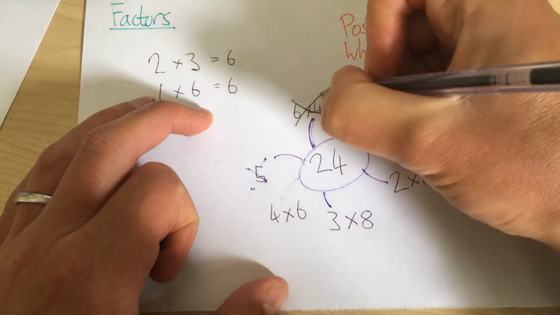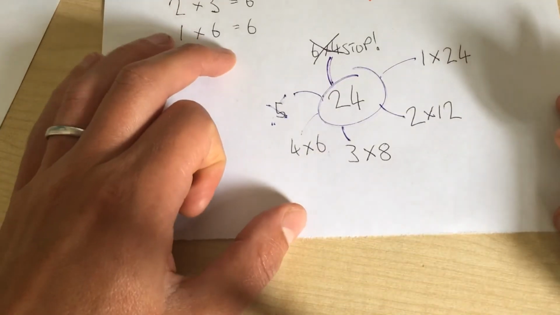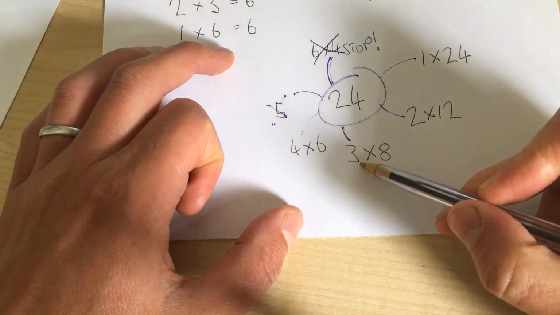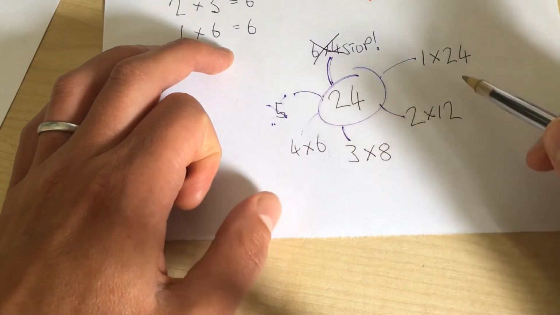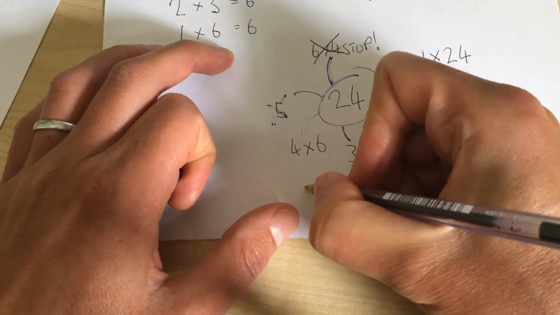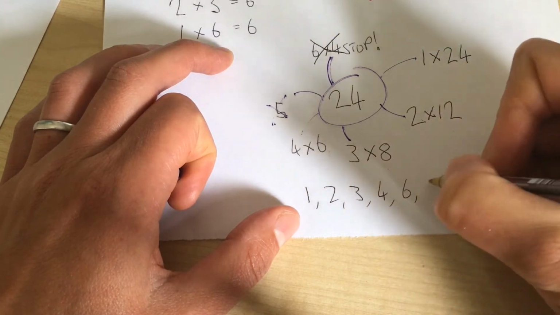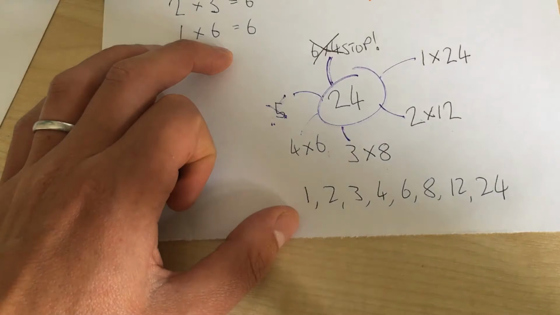So now we stop. So the factors of 24 are, in order, 1, 2, 3, 4, 6, 8, 12 and 24. Let's write those in a list. 1, 2, 3, 4, 6, 8, 12 and 24.